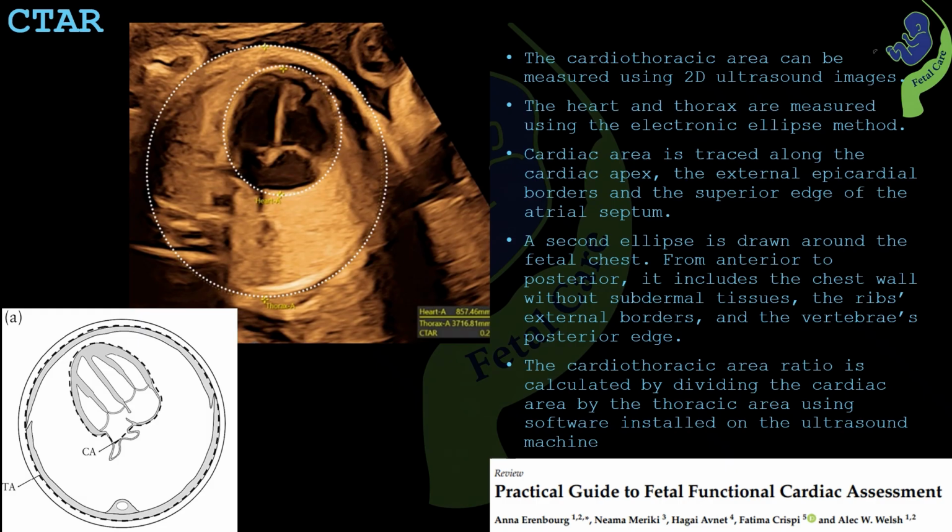So the cardiothoracic area ratio is calculated by dividing cardiac area by thoracic area. We know that the fetal heart occupies about 1/3 of the thorax, with the remaining 2/3 occupied by both lungs together. So therefore, a cardiothoracic ratio of 0.35 is considered normal according to the literature, and above 0.35 is abnormal, suggestive of cardiomegaly, and if it is more than 0.5 it is considered a severely abnormal ratio.